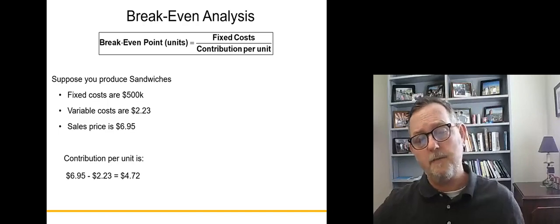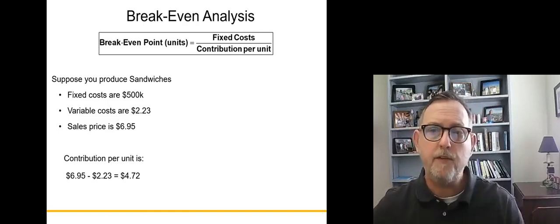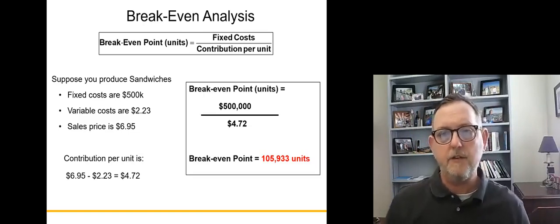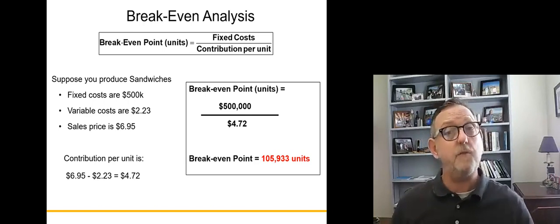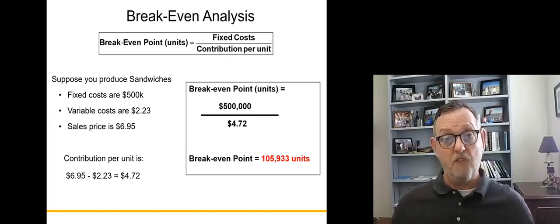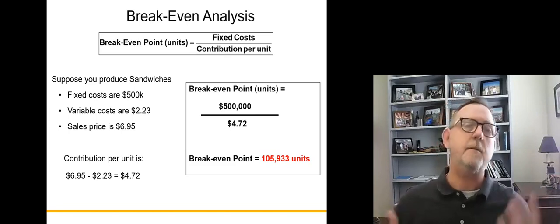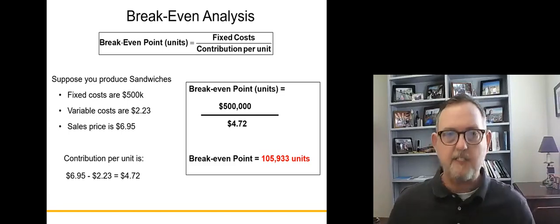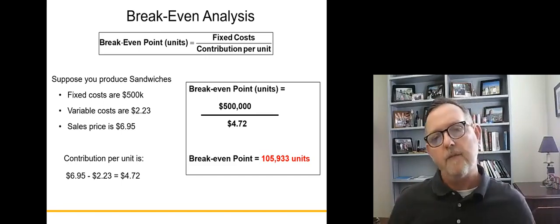So our contribution margin, again, it's going to be our sales price minus our variable costs, $4.72. Break-even point, $500,000 divided by 4.72. That's 105,933 units. That'd be sandwiches. So if I sold that many sandwiches, then I would cover my costs. And think about this like over a 1-year period. I have my expenses, I have my cost for the sandwich, and that's how many sandwiches I'd need to sell.